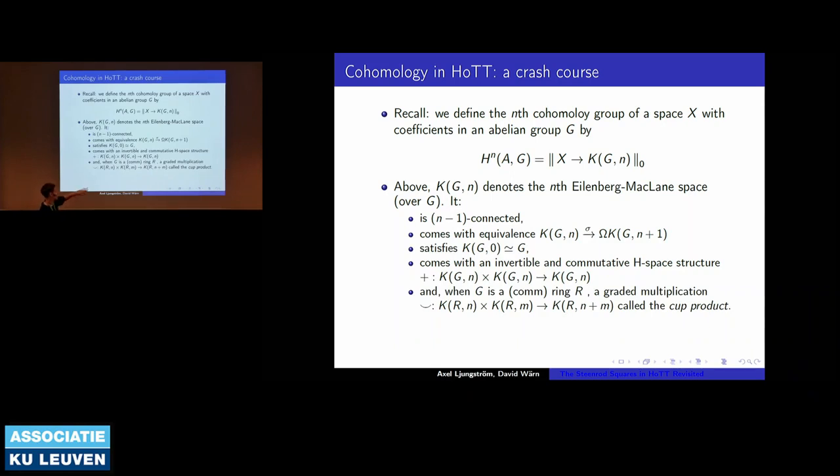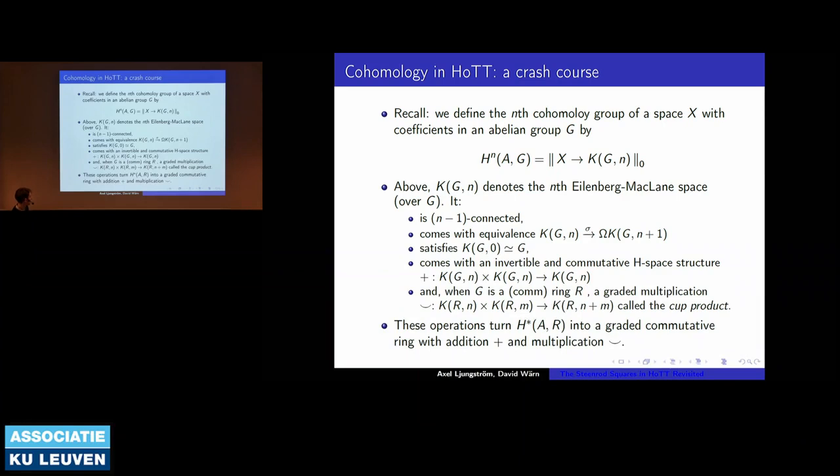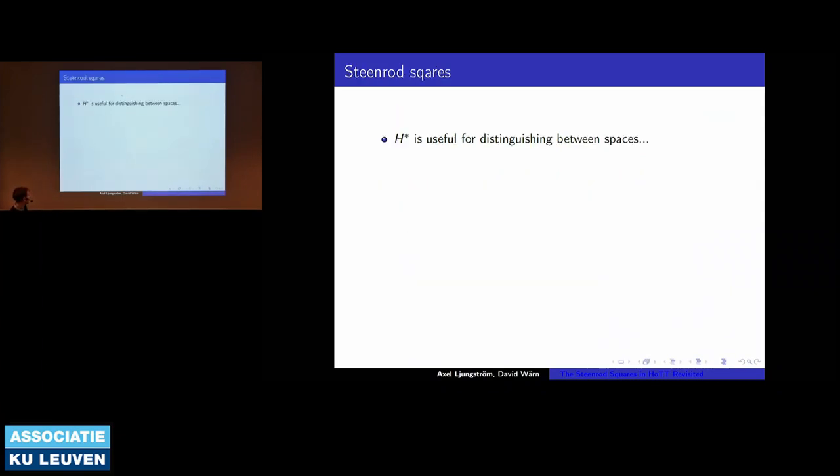And whenever your group G is some commutative ring R, it also comes with a graded commutative multiplication, going from K(R,n) × K(R,m) into K(R,n+m). And this is called the cup product. So this was mentioned in Ulrich's talk too. Right, these operations immediately turn the direct sum of all of your cohomology groups into a graded commutative ring, whose addition is given by plus on Eilenberg-MacLane spaces, and whose multiplication is given by the cup product. Okay, now you know everything you need to know about cohomology.